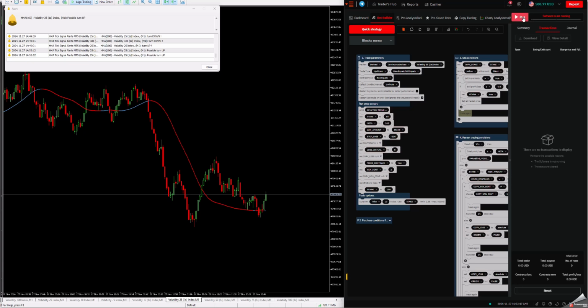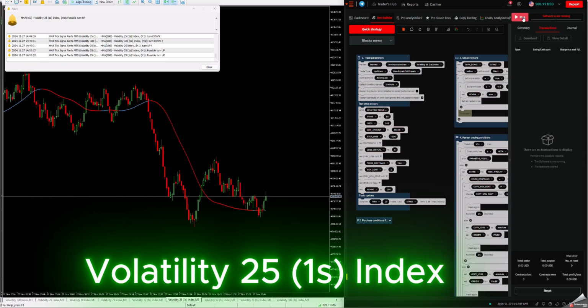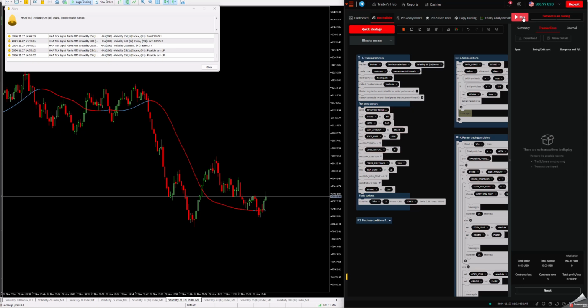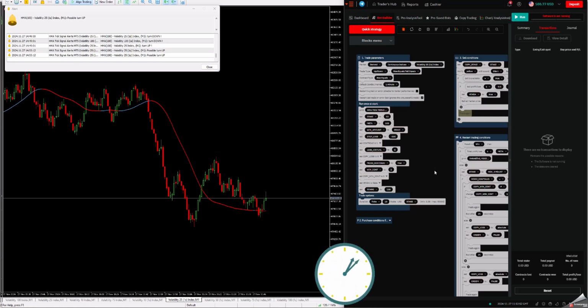Like in this example here on the Volatility 25 1S Index Market, the Hull Moving Average MT5 indicator shows an uptrend signal. So I will set my DBot to trade on the Volatility 25 1S Index Market on a rise trade type only. Each trade can be between 10 ticks to 5 minutes expiry. In this video tutorial, I will be using 5 to 10 ticks expiry. The trade duration also depends on the bot's logic. Some require more time, some require less time.